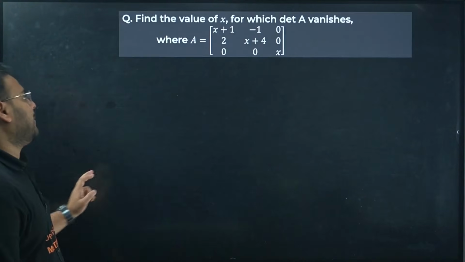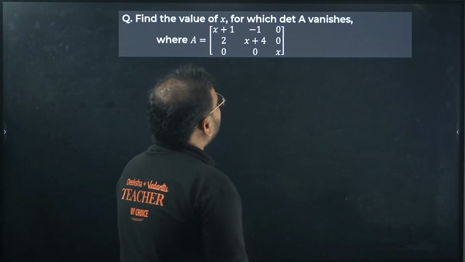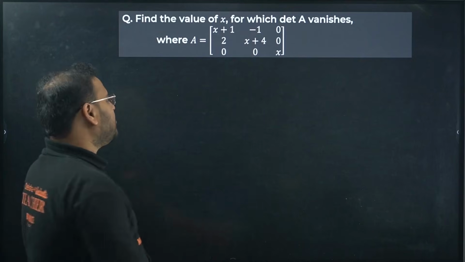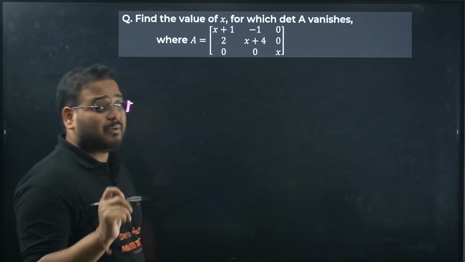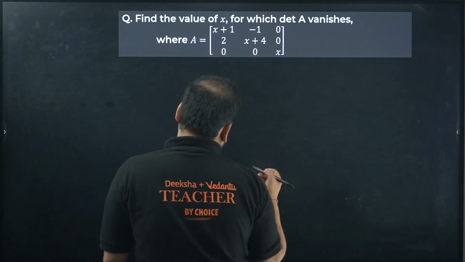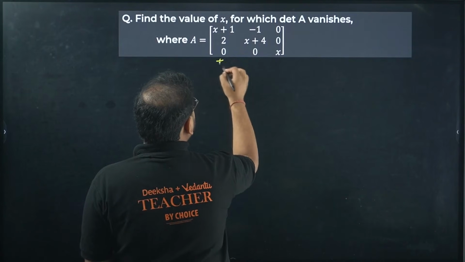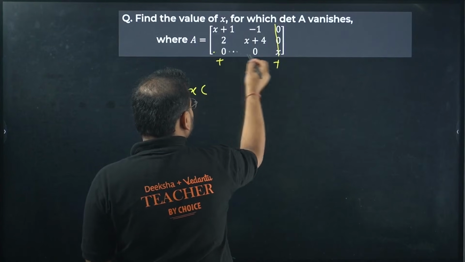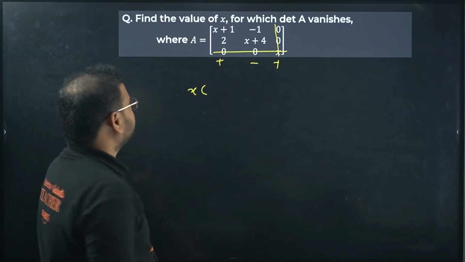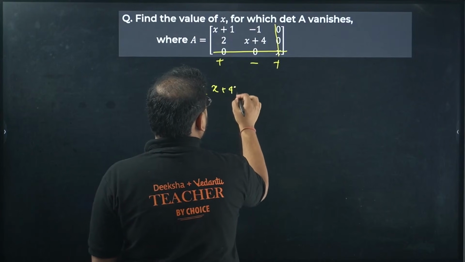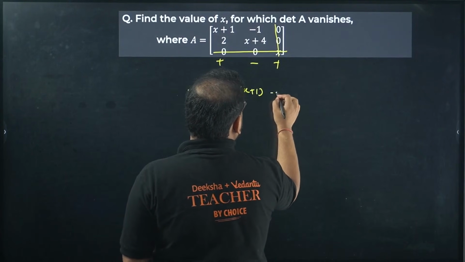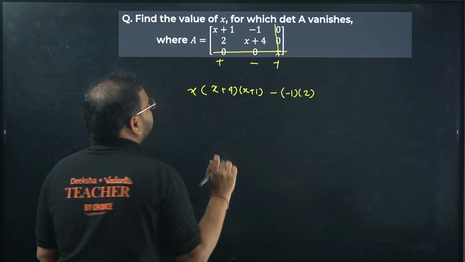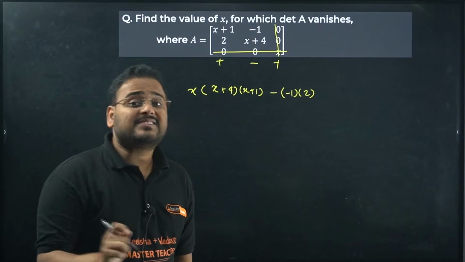Find the value of x for which the determinant A vanishes. Now think about it. Which row or column are we going to use? We'll use the third column or third row because it has the maximum number of zeros. Sign, do we know that? It is going to be plus, minus and plus only. So I'll use plus x. When you do that, you remove the row and column, and you'll have x plus 4, x plus 1 minus minus 1 times 2. As I mentioned, never forget to write the elements with their respective sign.